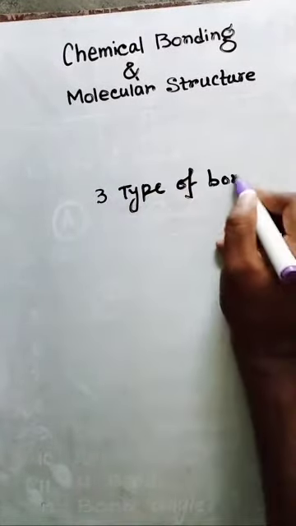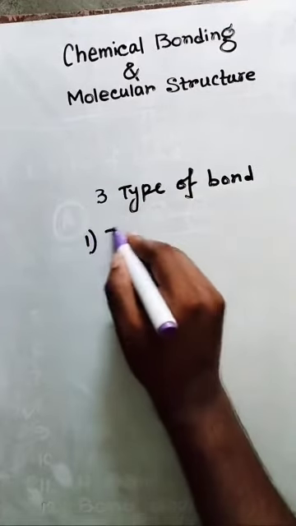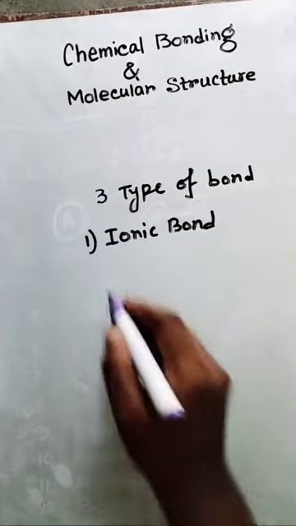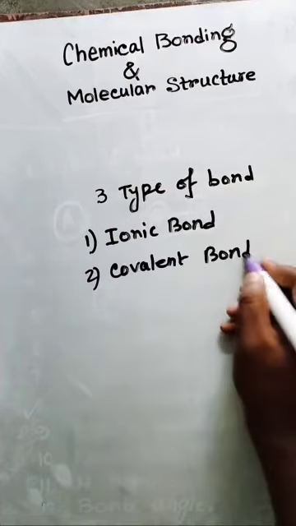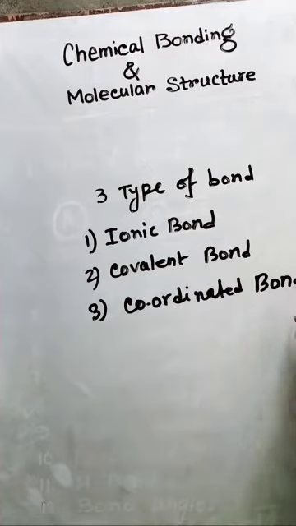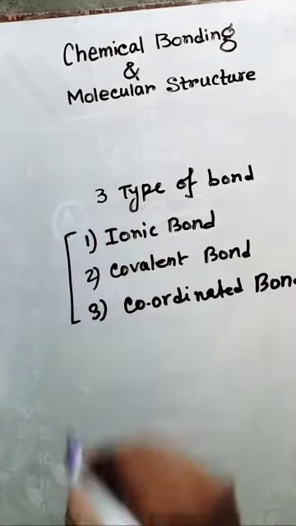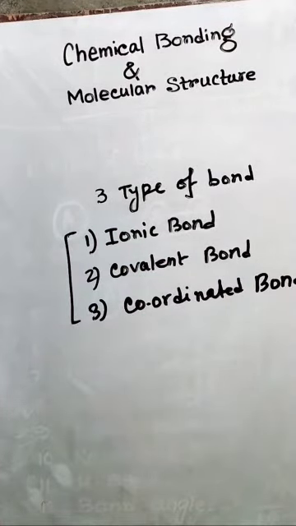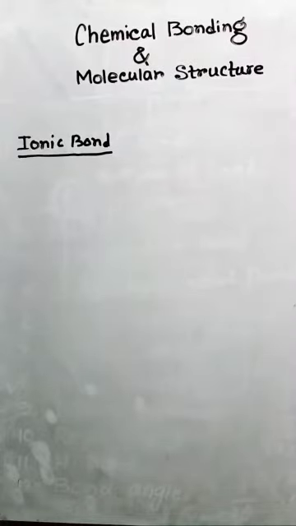Generally, there are three types of bond, that is ionic bond, covalent bond, and coordinate bond. These bonds are formed either by sharing of electrons or by donation of electrons. So one by one we discuss these types of bond. So first one is ionic bond.